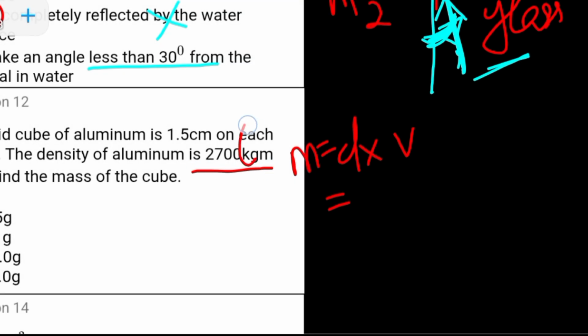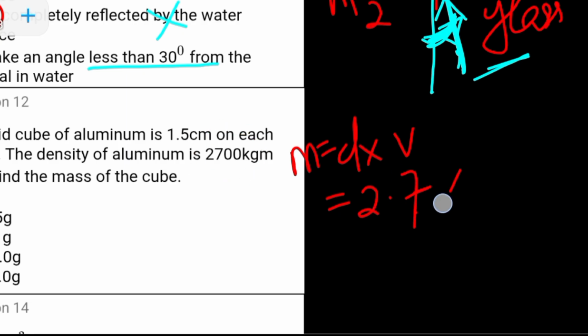So this is in kilogram and this one is in cm. To make it easy for us, we are going to divide this one by 1000, so it will be in grams. So it will be easy for us. Instead of writing 2700, I'm going to write 2.7 because I've divided 2700 by 1000.